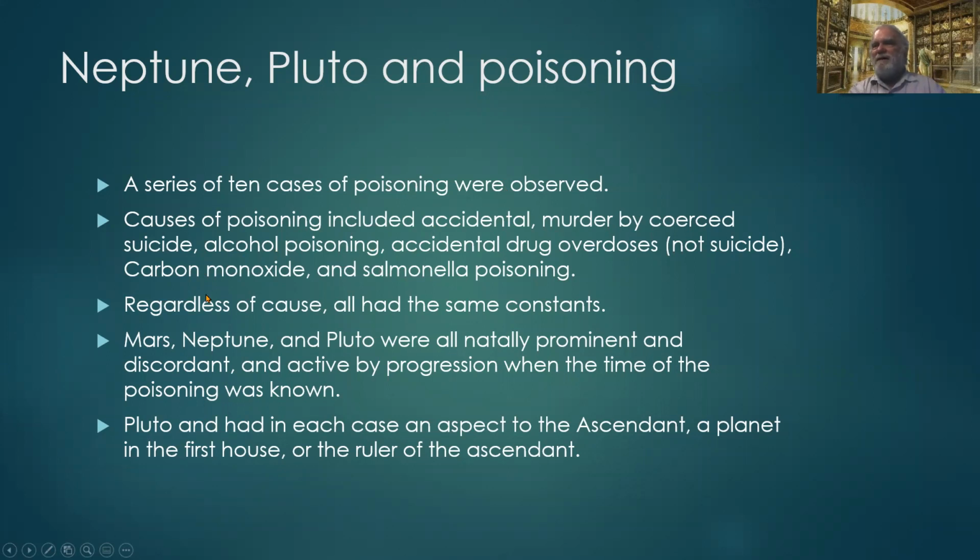Regardless of the cause, they all had the same constants, and they were quite distinct. In each of these, Mars, Neptune, and Pluto were all natally prominent and discordant. They were all active by progression when the time of the poisoning was known. Pluto's added to this, and it isn't in our tradition that Pluto's there, so I thought to investigate a little deeper. In each case, Pluto also had an aspect to the ascendant, a planet in the first house, or a ruler in the ascendant.